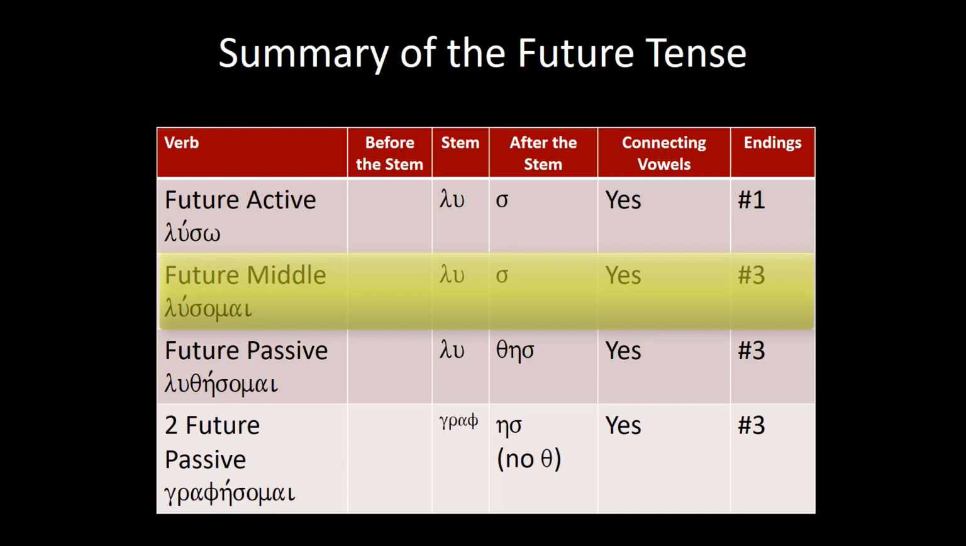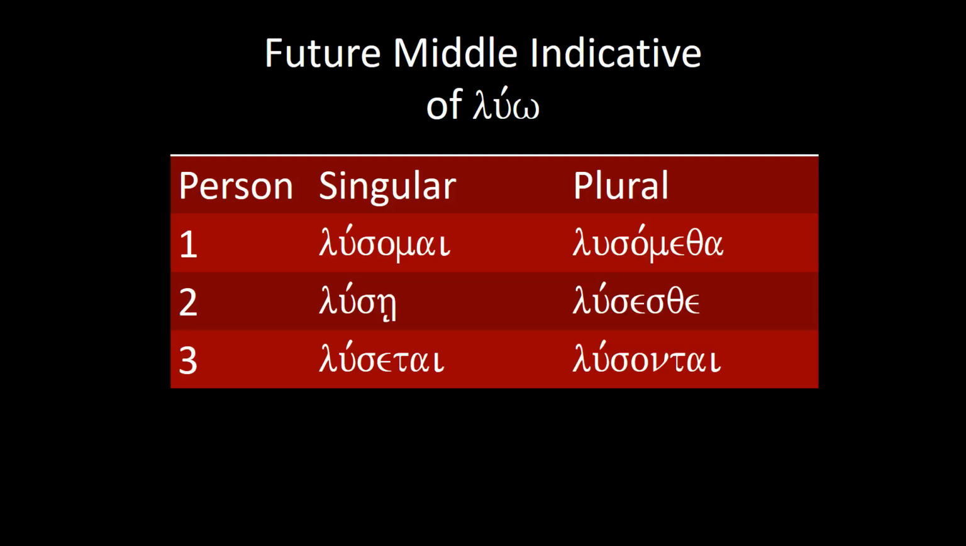You have the verb stem plus sigma, same pattern as before. You've still got connecting vowels, and then all we're doing is we're switching to the number three endings. So we do a middle or passive ending. This turns out to be future middle indicative. And it looks like this.